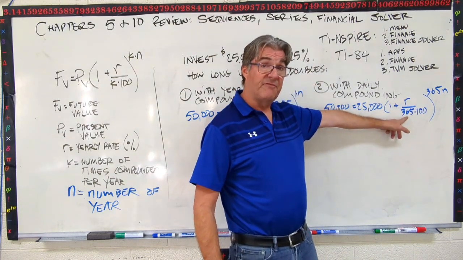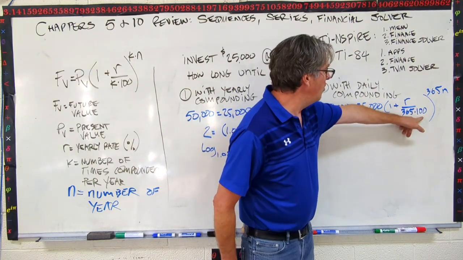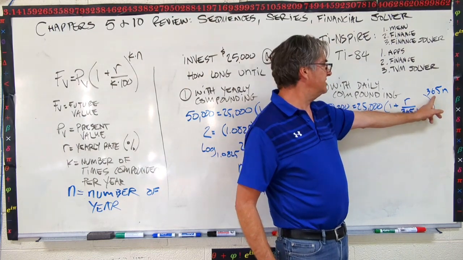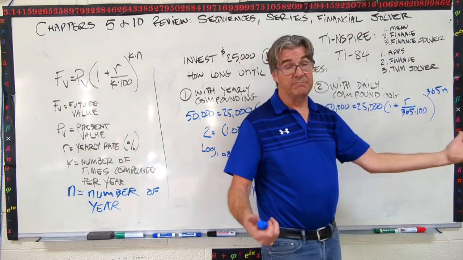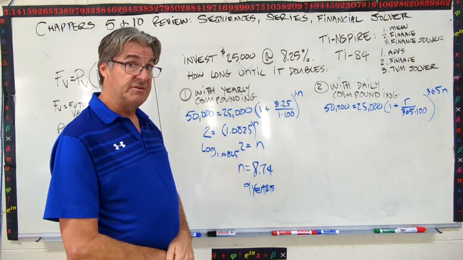So K is 365 because it's daily compounding, 365 days in a year, times the 100, and that's raised to the Kn, so that's raised to the 365th power times n. Okay, so there's our plug-in step. Now go ahead and do the calc, and let's see what you got.